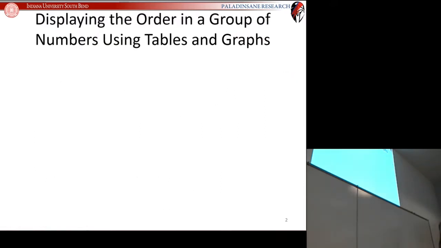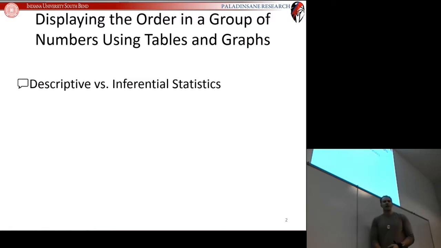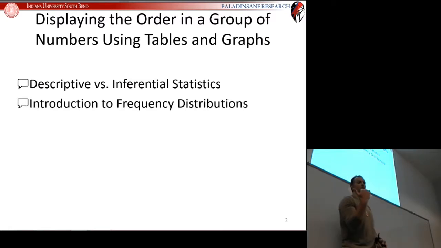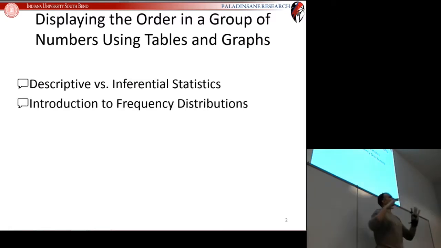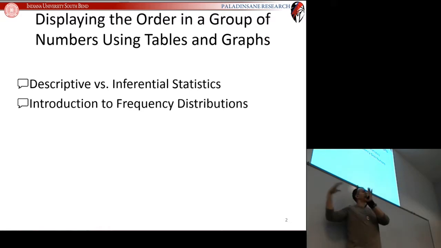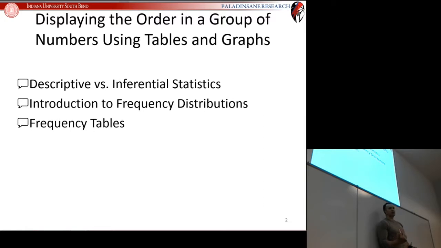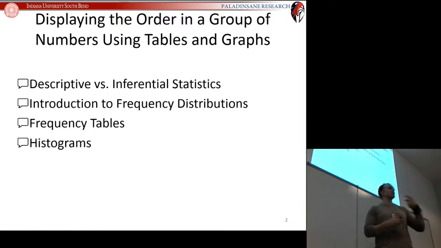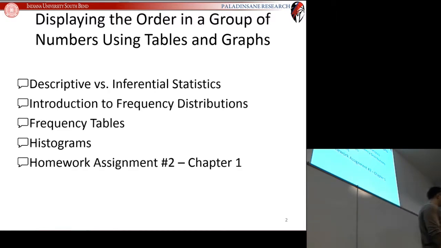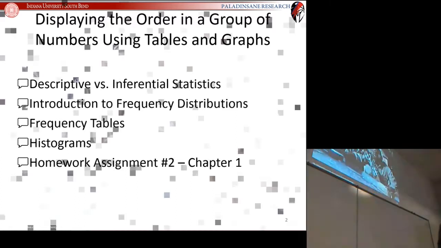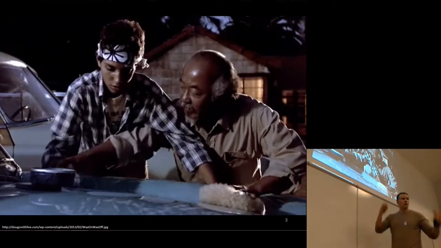So what we're going to do at this time is take a look at descriptive versus inferential statistics, just a real quick explanation of what we're doing in the first part of this course so that we can do stuff in the second part of the course. We're going to introduce the idea of frequency distributions, take a look at frequency tables, and then frequency graphs or histograms, and I'll mention your homework assignment coming up for chapter 1.